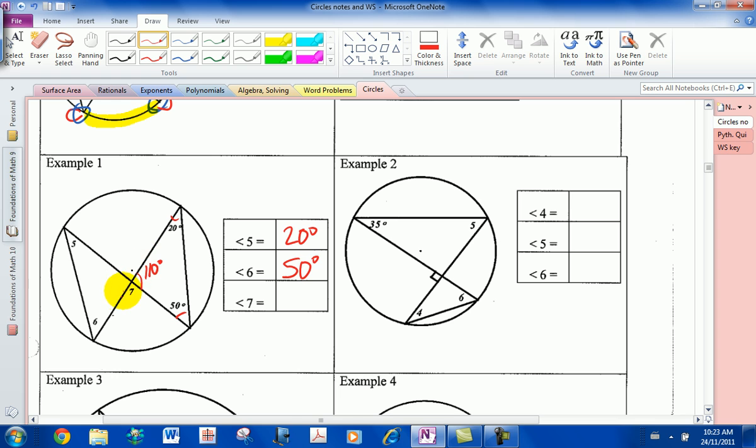And so now you can use your straight line rule to figure out the angle 7. So you have to use your triangle rule, and then your angles on a line rule, AOL, or straight line rule. And so what do you get for angle 7? 70 degrees. So 180 minus 110. So now we have to use the rules from yesterday as well.